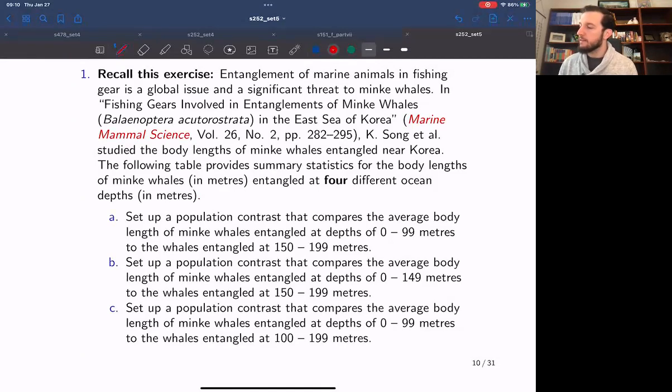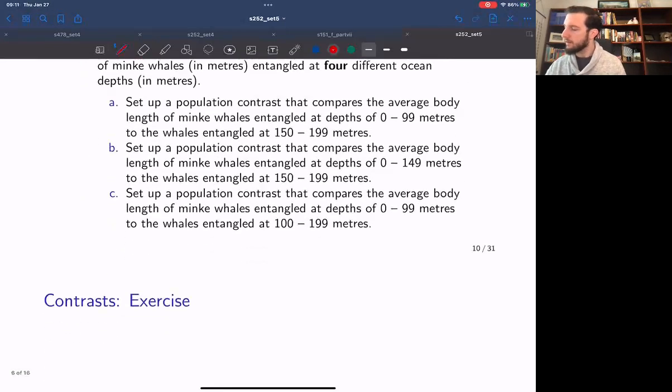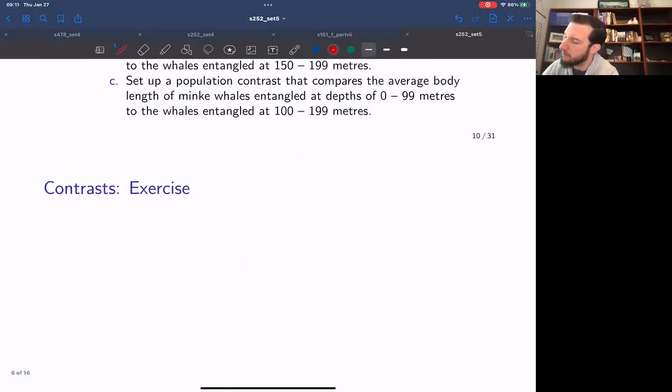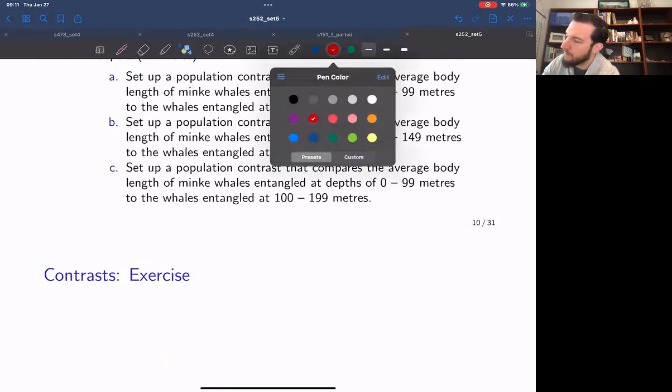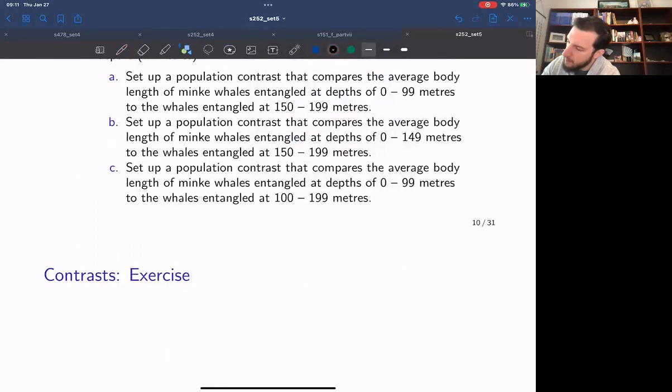Part A says, set up a population contrast that compares the average body length of minke whales entangled at depths of 0 to 99 meters to whales entangled at depths of 150 to 99. All right, so this is going to work as follows. First, let's just recall the structure of the problem. So we can summarize the experimental design as follows.